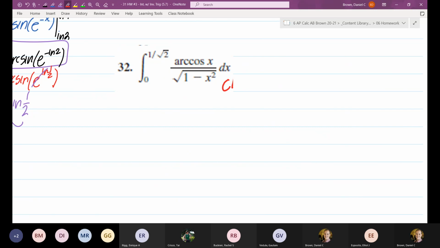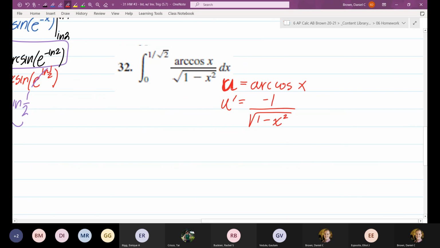So how you actually approach this one, I'm going to borrow those letters. You're going to let your u be equal to the arc cosine of x. And again, if you had me last semester, you should know this. If you didn't, I'm telling you now. The derivative of arc cosine looks the same as that integral we use for arcsine. It's just the negative version of it.